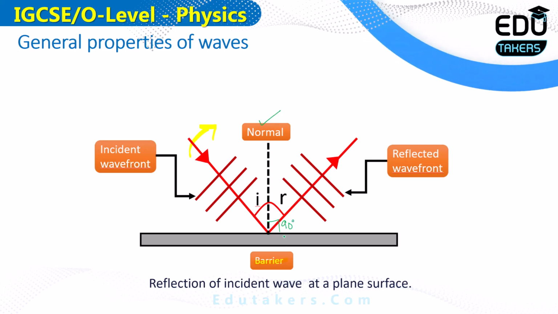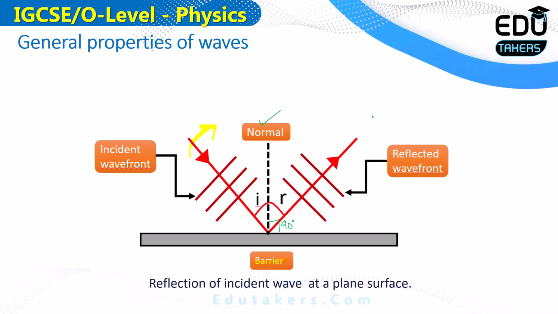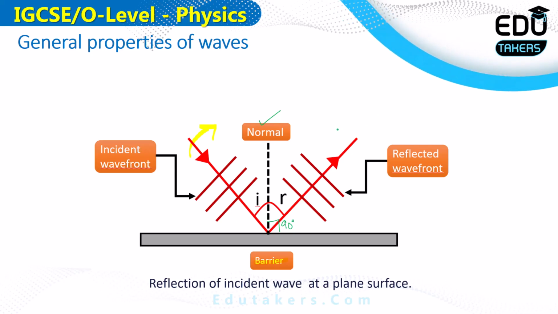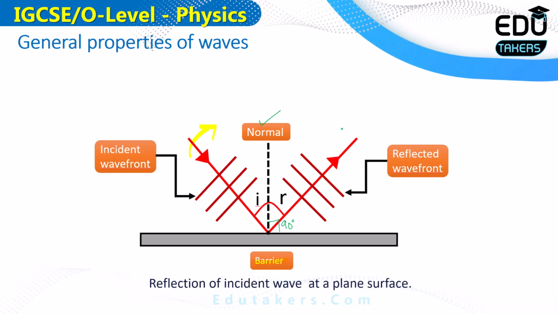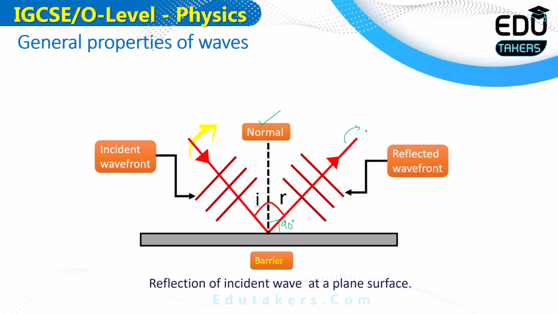After that, the incident wave gets reflected by striking the barrier, such that here I is the angle of incidence and R is the angle of reflection, and both of these are equal. So I can simply say that in reflection, the angle of incidence and the angle of reflection are equal. The reflected wavefront is also shown, and the reflected wave is again shown by the red line.